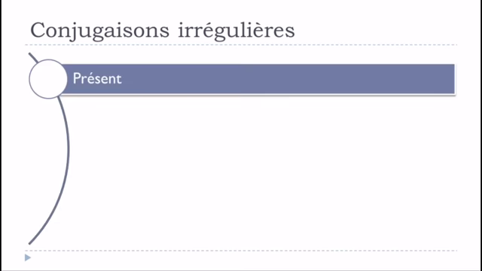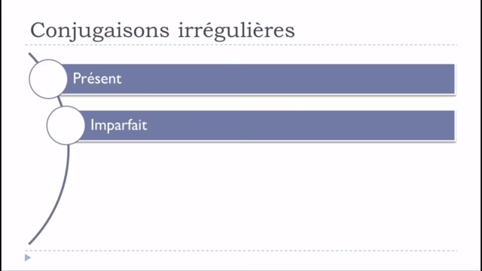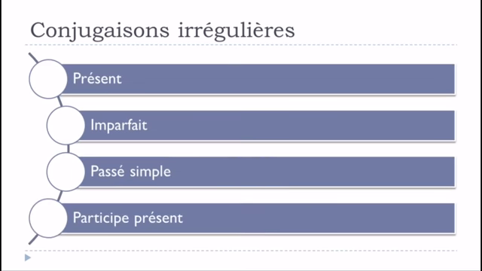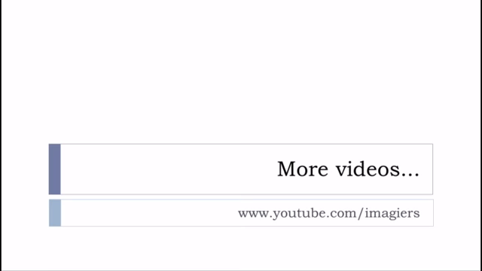So remember, présent, imparfait, passé simple, and then participe présent will be the tenses and forms affected by these modifications. Okay, so that's it.